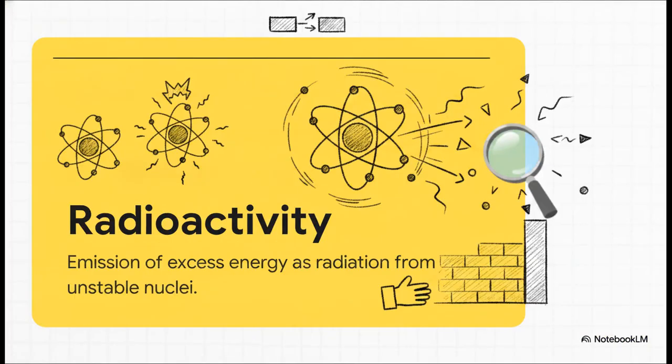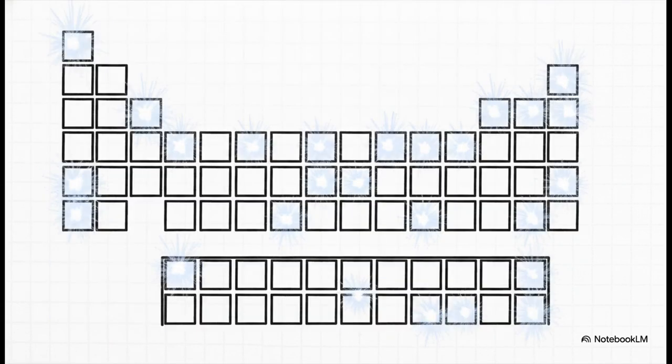Okay, so to truly understand radioactivity, we have to zoom way in and look inside the nucleus of an atom. Sometimes, isotopes of the same element have nuclei that are just unstable. They are basically holding on to way too much energy. So, nature's way of dealing with that imbalance is radioactivity. The atom simply emits that excess energy out into the world as radiation. And when an isotope does this, we call it a radioactive isotope. Makes sense, right?